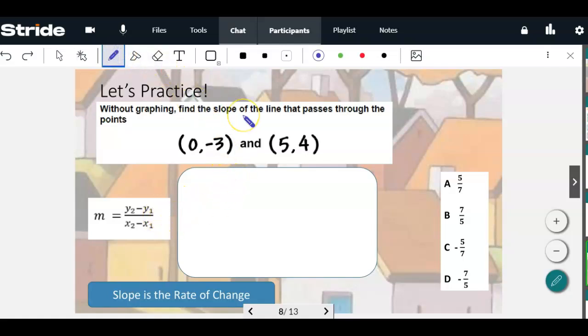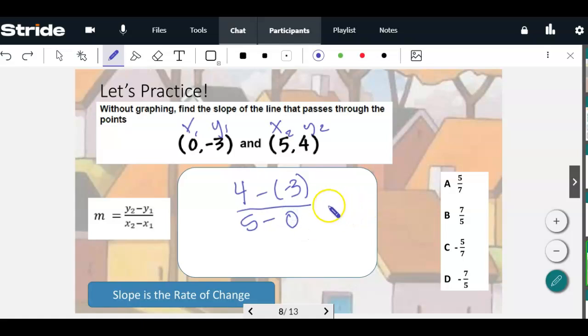Now, if we label these, this would be x1, y1, x2, y2. And it doesn't matter, but our formula says to do the y2 minus y1. So 4 minus negative 3, and then over the x2 minus x1.